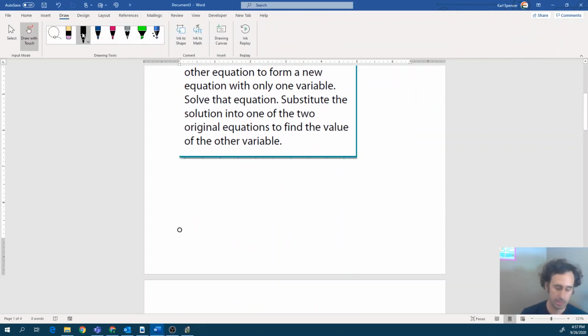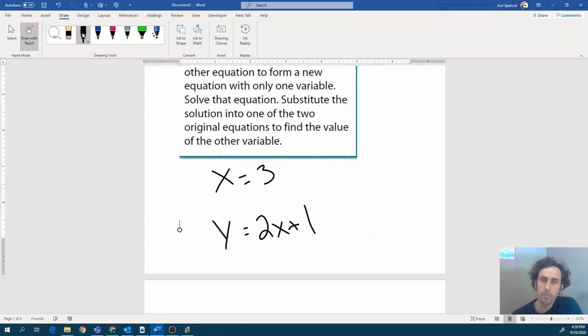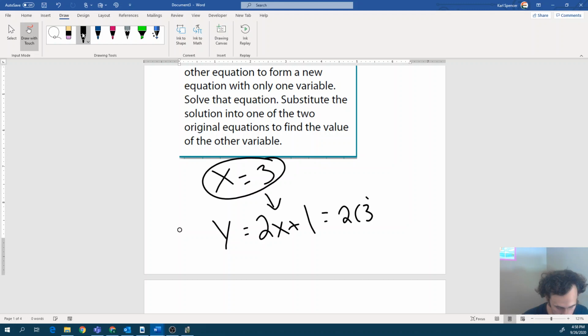think about what you would do for a problem like this. If I said x equals 3, and I said y equals 2x plus 1, how would you solve for the value of y? Well, you would take this 3 and plug it in. We do 2 times 3 plus 1, 6 plus 1, or rather 7. y is 7. What we did there is we took that value of x and plugged it into the equation to solve for y. And that is precisely what we're going to do this time.